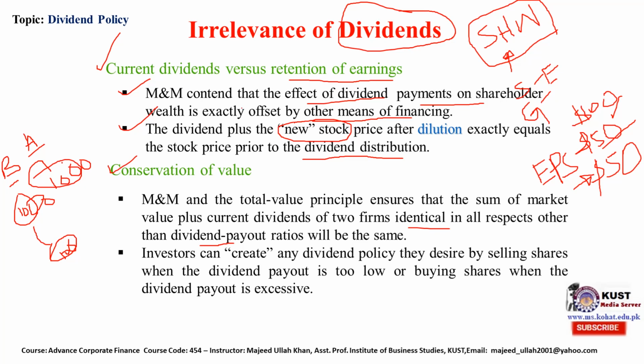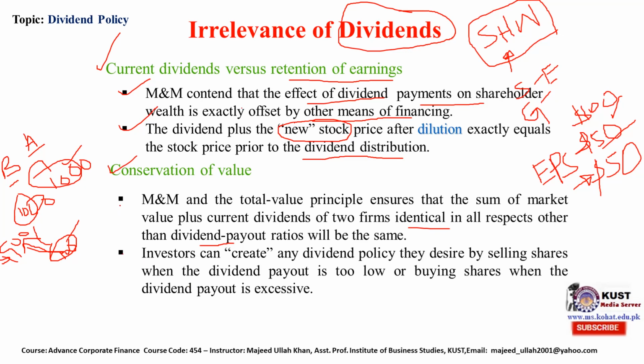So the wealth of firm A for all shareholders is $1,000. After paying a dividend to the shareholders, B will be left with $900 in the firm and $100 in the hands of shareholders. So totally, this plus this, the value for the shareholder is again the same. So it says that dividend policy has no effect on the wealth of shareholders.